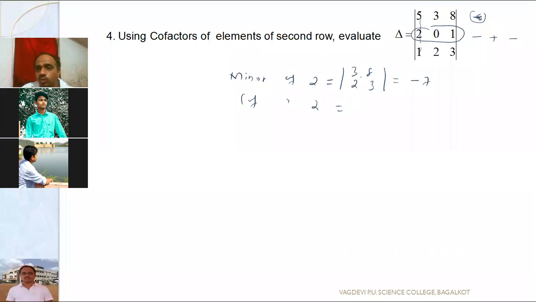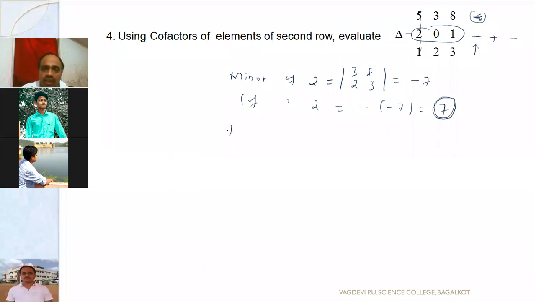For this 2, what is the sign here? I have written the sign scheme. It is minus. So minus of minus will be plus 7. I will just highlight this number. 7 is the answer for the cofactor. So the next element is 0. The question is the cofactors of the second row. The second row is 201. 2 is over.